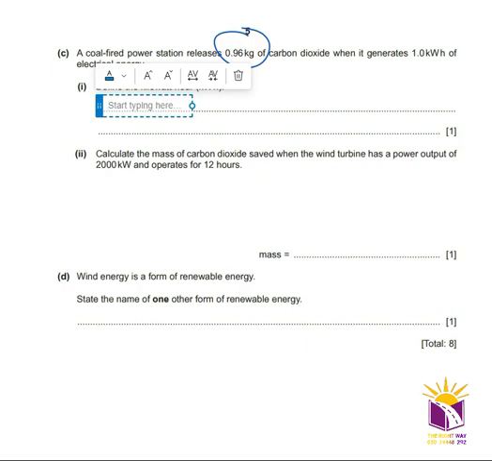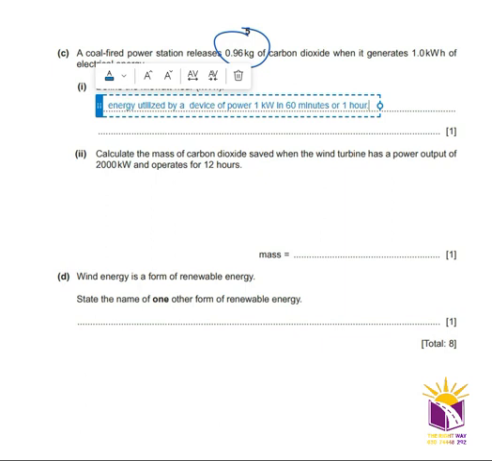So we can define it as the energy utilized by a device of power 1 kilowatt in 60 minutes or 1 hour. Okay, the energy utilized by a device of power 1 kilowatt in 60 minutes or 1 hour.